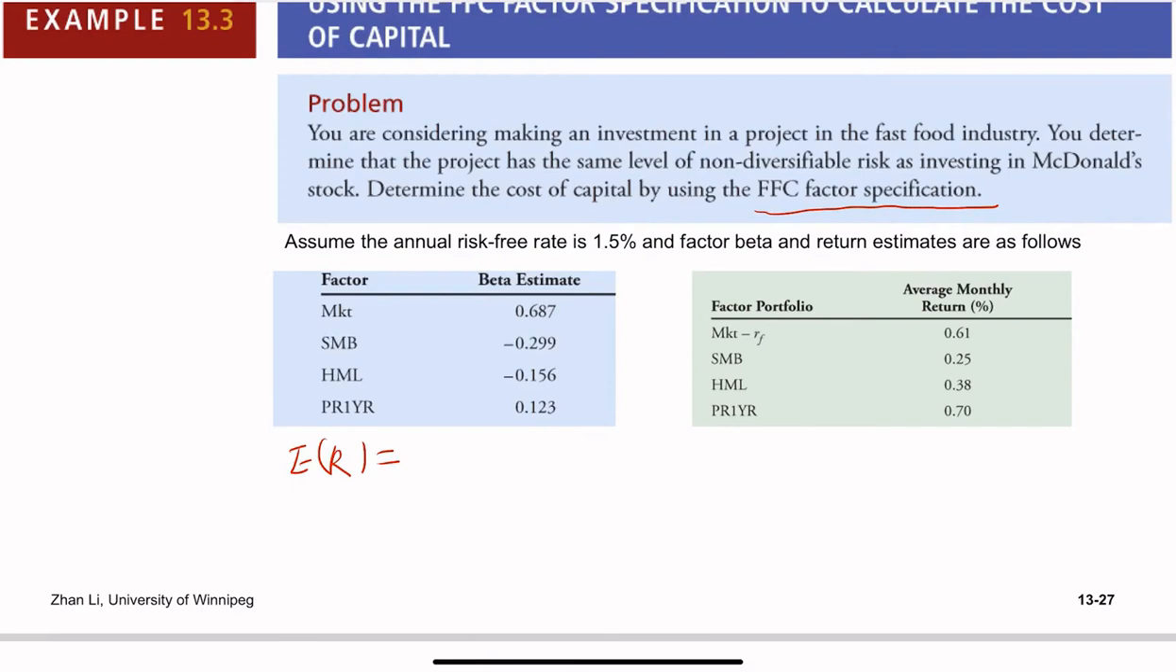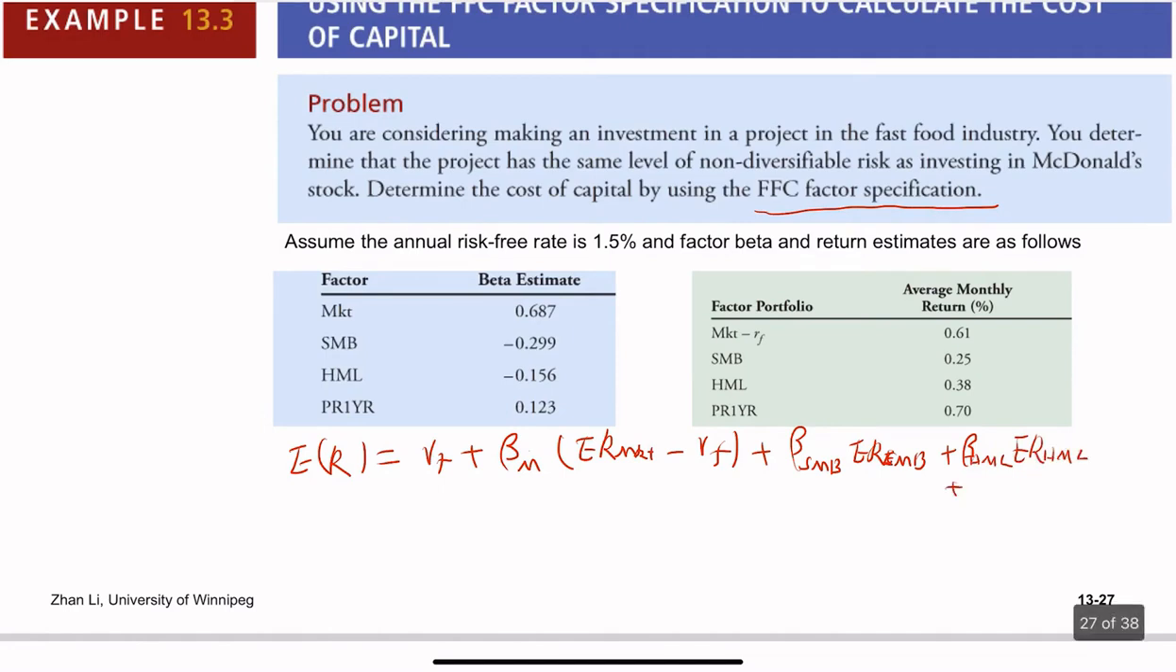So expected return, which is also the cost of capital, equals risk-free rate plus the market beta times the expected return of the market minus risk-free rate, plus the beta of SMB times the expectation of SMB's return, and beta of HML times the expectation of HML, and plus beta of prior 1 year times the expected return of this prior 1 year portfolio.